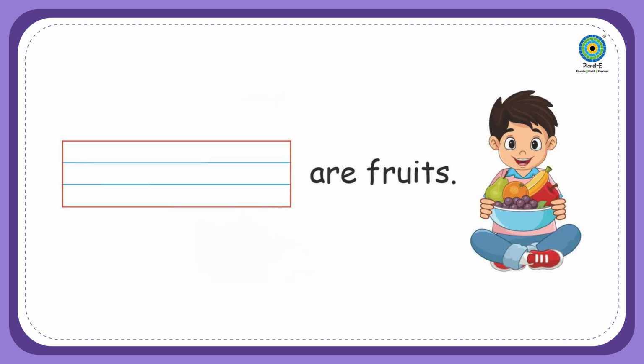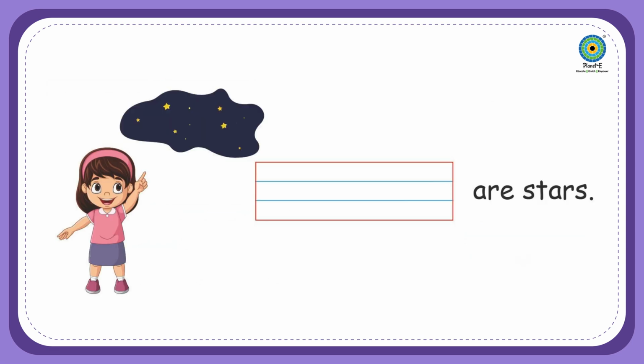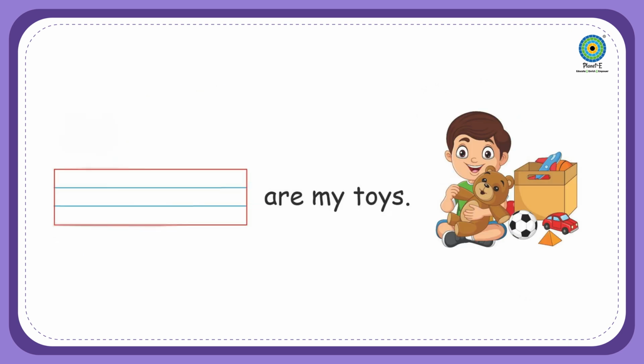The boy is holding a basket of fruits. These are fruits. Stars are many and they are far away. Those are stars.